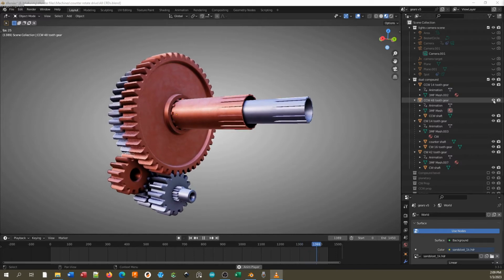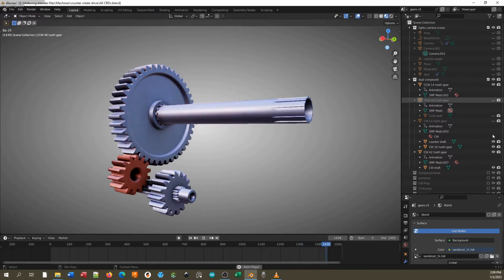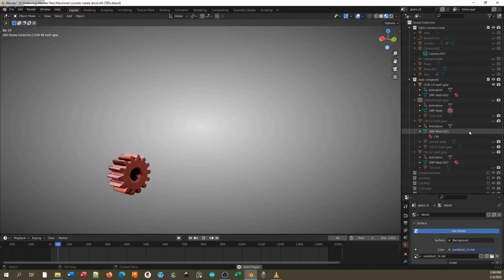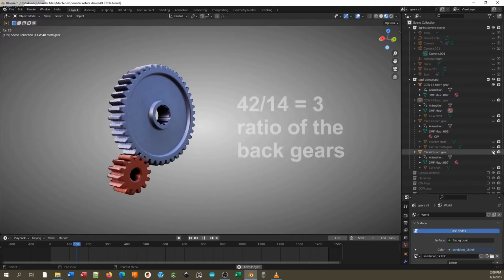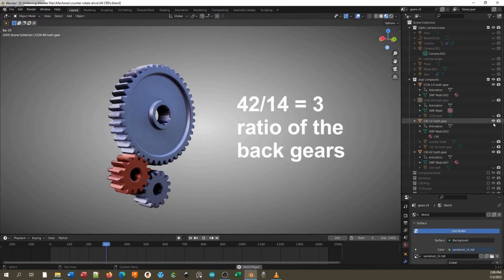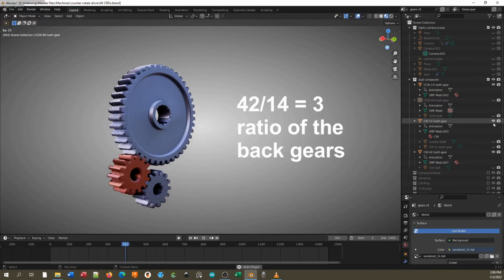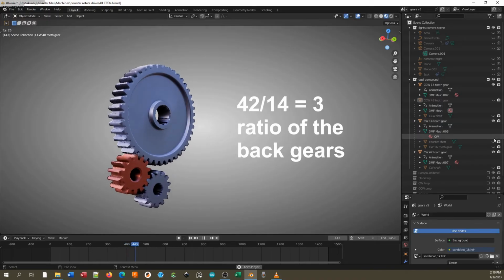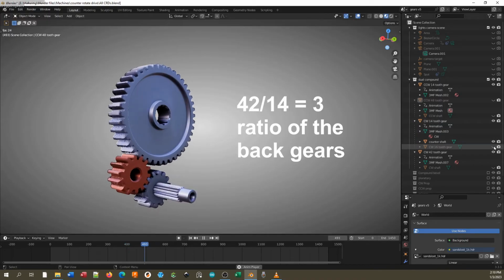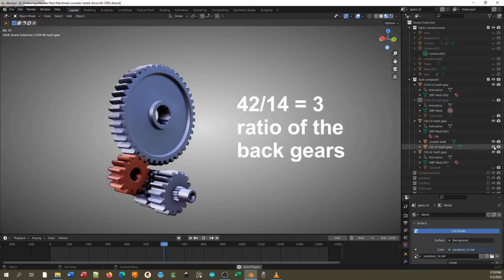So to start, I'll hide everything except for the 14-tooth red gear and the 42-tooth blue gear. So 42 divided by 14 is 3, so these two gears are turning at a 3-to-1 ratio. If I then add a 14-tooth idler gear, that's obviously going to turn at a 1-to-1 ratio with the existing 14-tooth gear. If I then add a countershaft with a 16-tooth gear on it, it should be obvious that these are turning at the same speed because they're mounted to the same shaft.